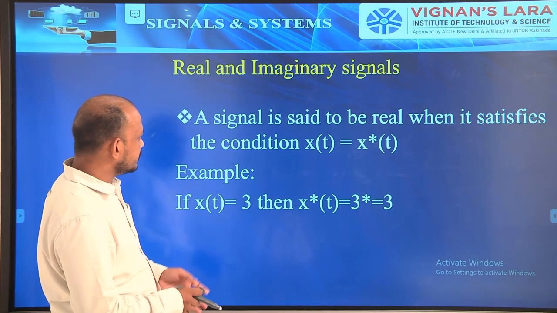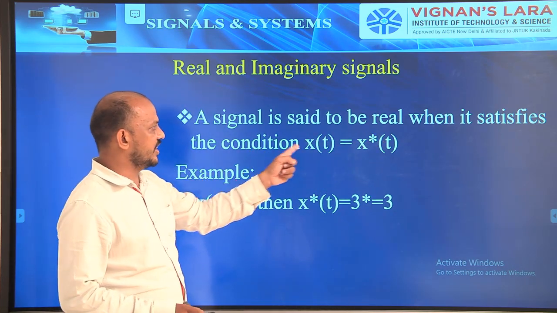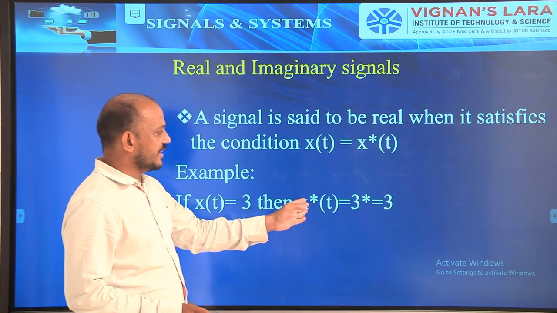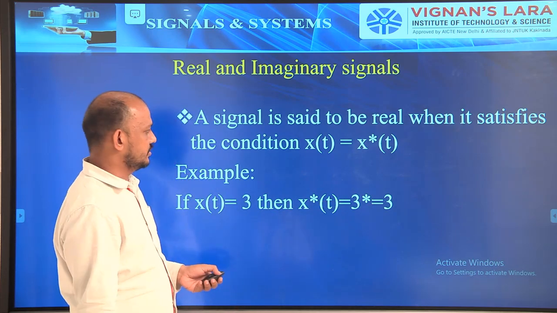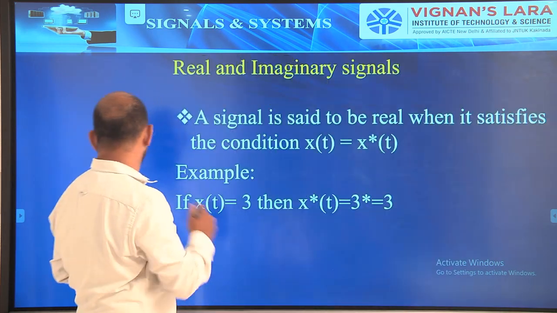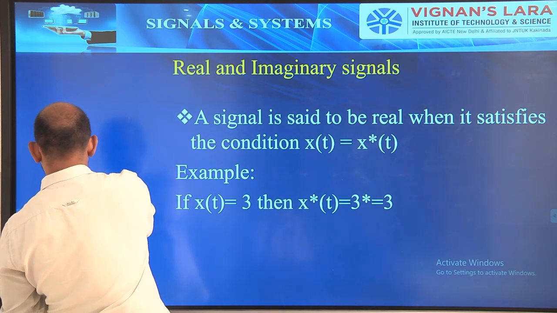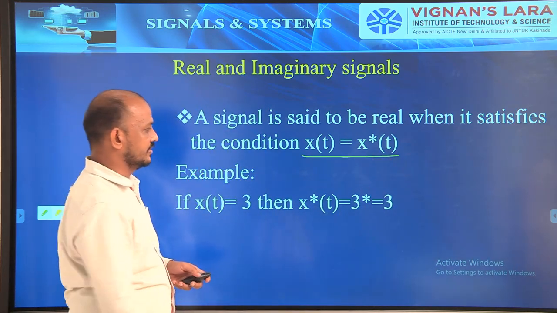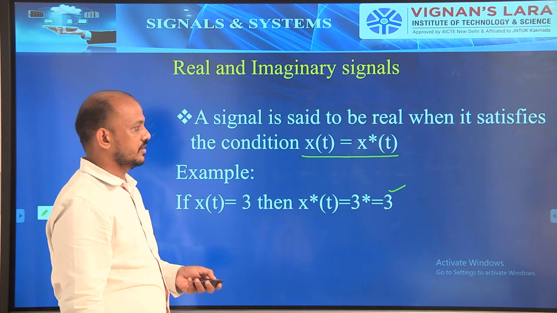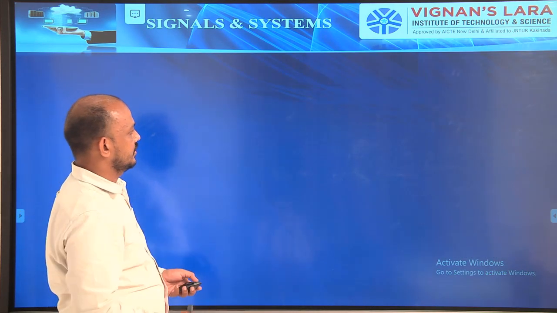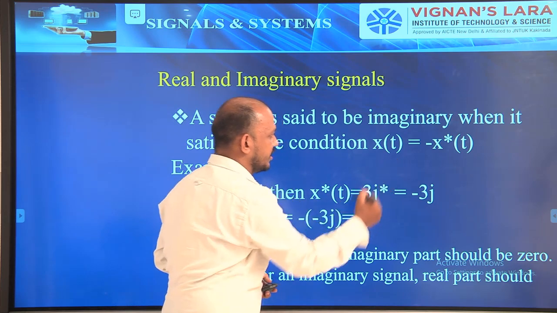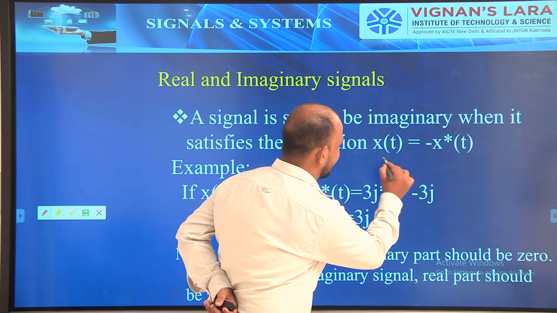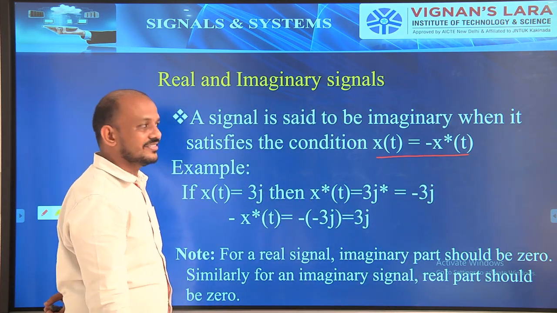So a signal is said to be real when it satisfies the condition x of t equal to x star of t, the conjugate. So if x of t is 3, then x star of t is 3, so that is 3. If it satisfies this condition, then it is called a real signal, because 3 is a real number. Next, if it satisfies this condition, then that signal is called an imaginary signal.